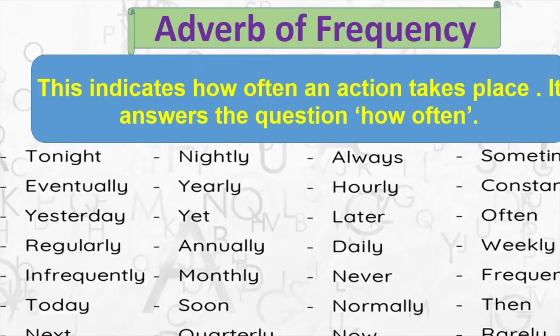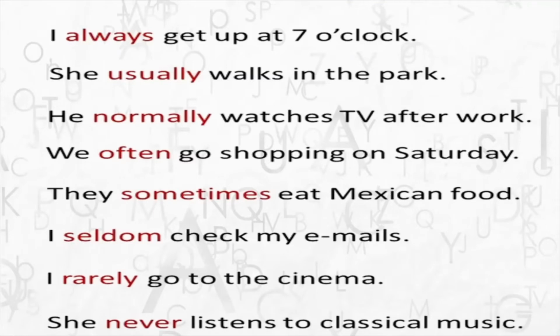Alright? And if you go and compare back with the adverbs of time that we discussed, you will see that most of the words occur in both lists. And the reason we have already discussed. Alright? So this is adverb of frequency for you. Let's take a look at some examples.